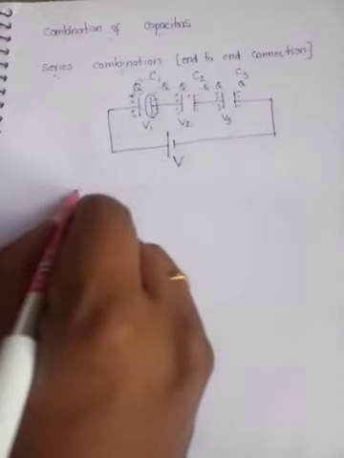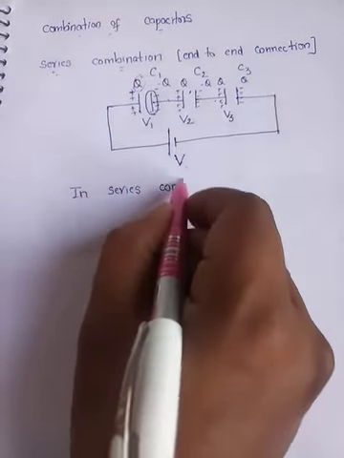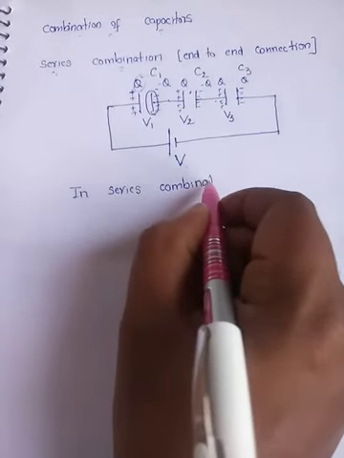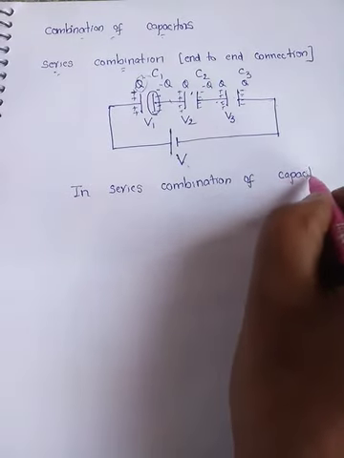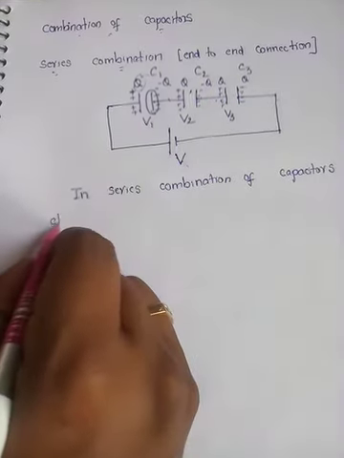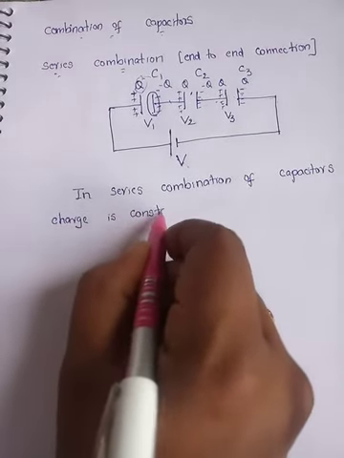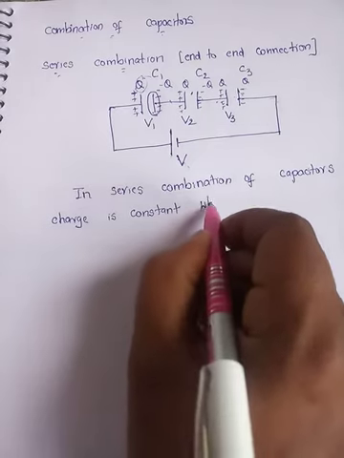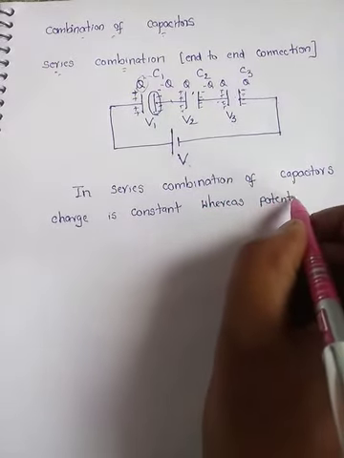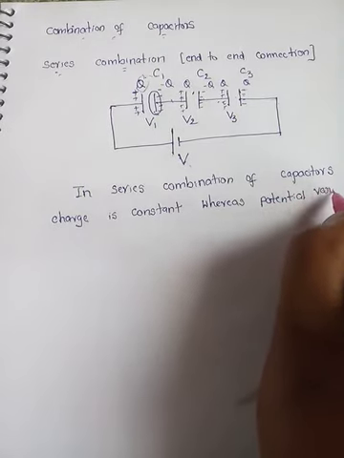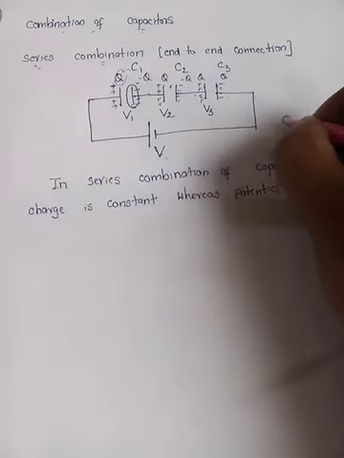So what we can say is that in series combination of capacitors, what is constant? You observe that in series combination of capacitors, charge is constant, whereas potential varies. Correct?